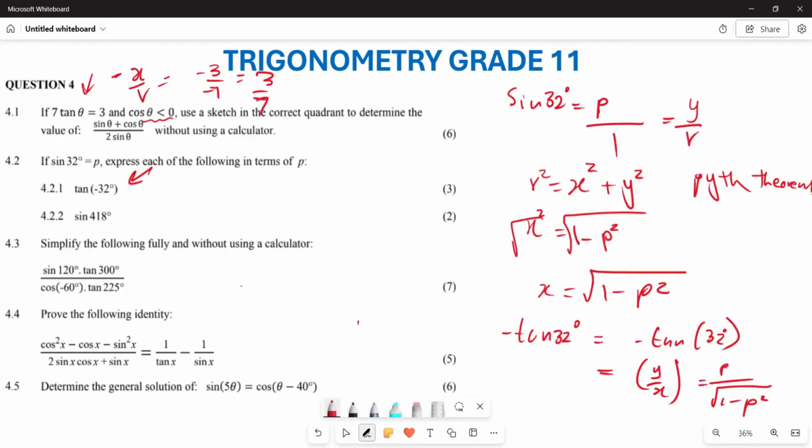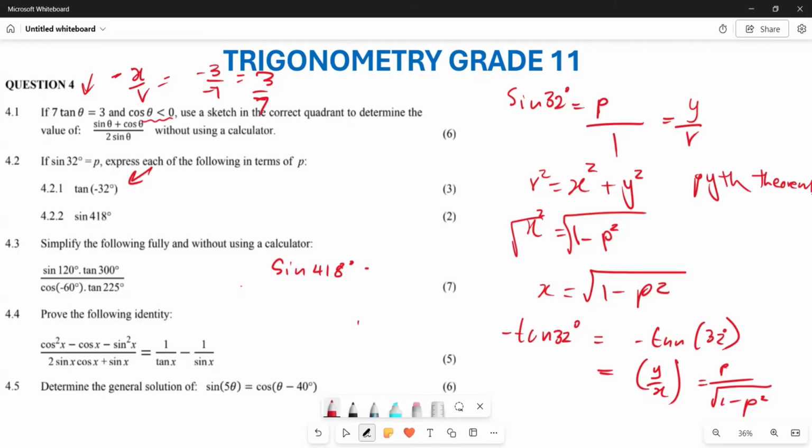Now, let's look at the second one. Now here you are having sine of 418 degrees, right? So what they want us to do here, you must be in a position that you know how to express your 418 in terms of 32. And what is that basically? Right? Your 418 is actually the same as what?